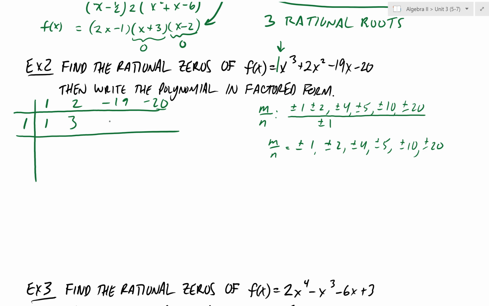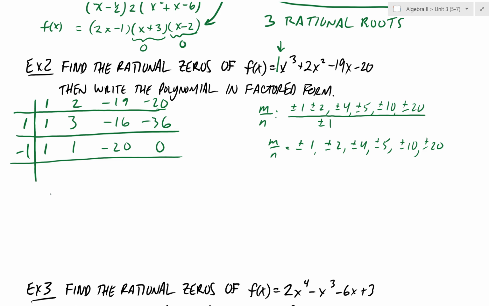Multiply and add, you get -16. Multiply and add, you get -36. Do you agree with those? Then I'll try -1. Start with a 1, multiply and add, you get 1. Multiply and add, you get -20. Multiply and add, you get 0. So on the second try, I found a root.